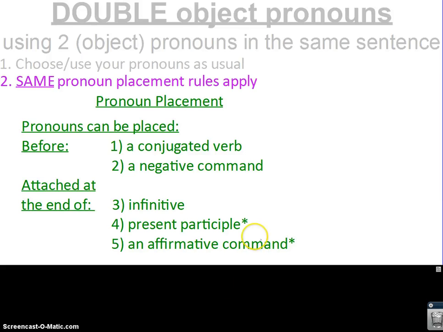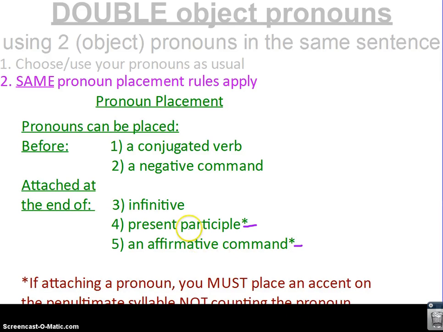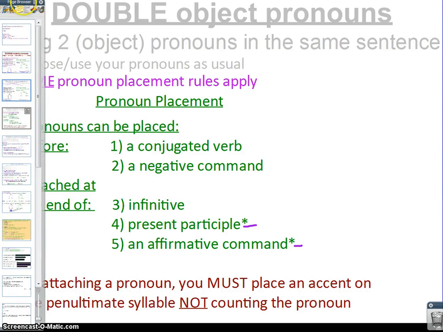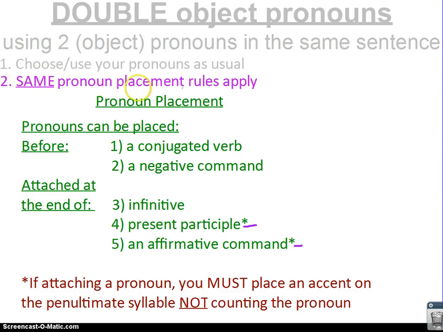So, what do these stars stand for? Well, as you guys already know, if you attach a pronoun to a present participle, ando, iendo, or yendo, or to an affirmative command, you must place an accent on the penultimate syllable, not counting the pronoun. What does penultimate mean? Second to last. So please write this down nicely and neatly in your notes, making rule number 2 nice and noticeable. And press pause. I'm moving on. What is step 3?